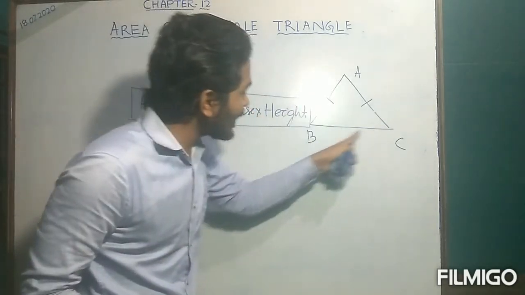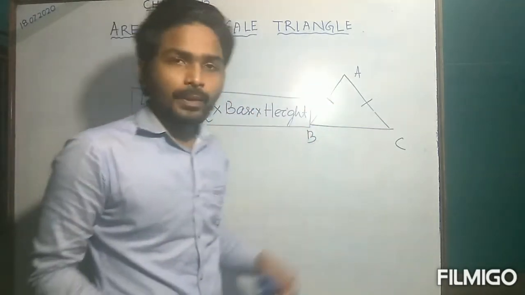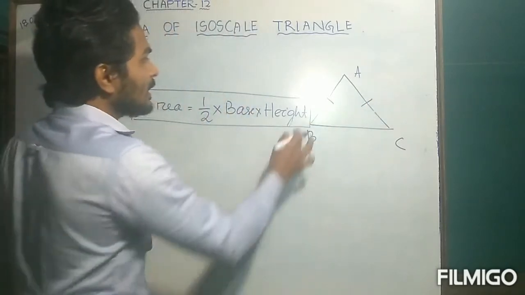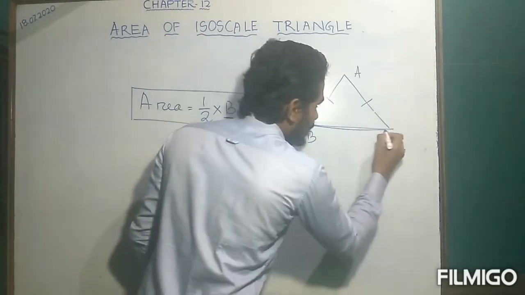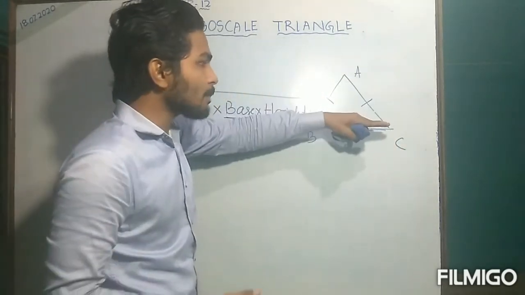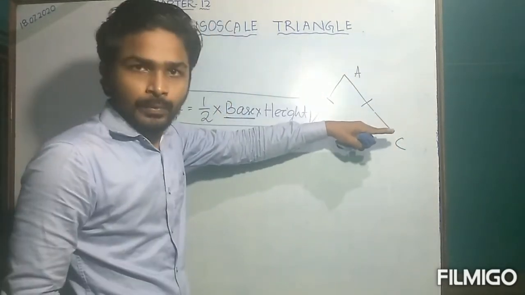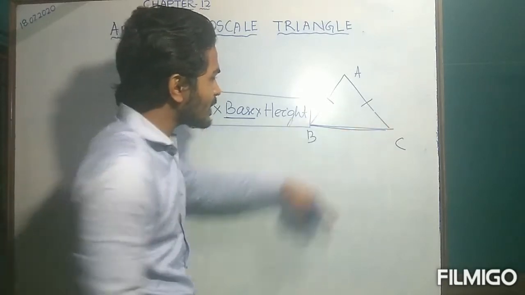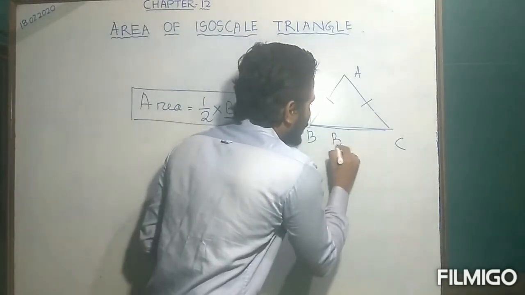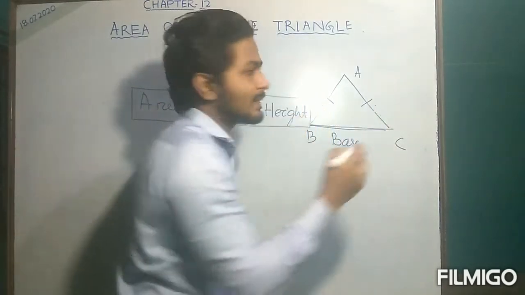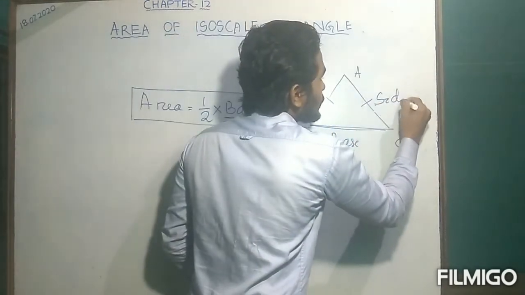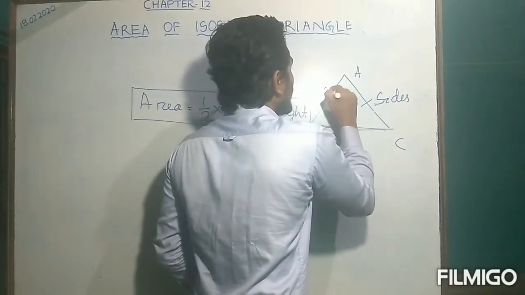So in this triangle ABC, it is an isosceles triangle. In this triangle, which part is the base part? This is the base part. Why? Because it is parallel to the base. That is why it is also known as the base part. These two are the two equal sides.